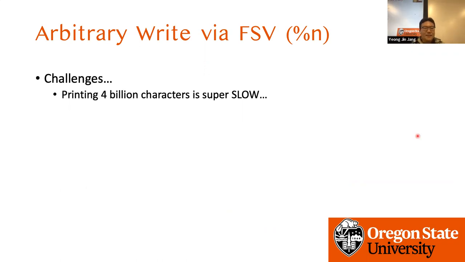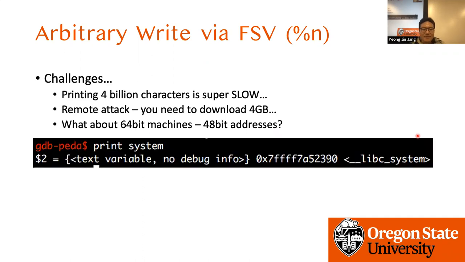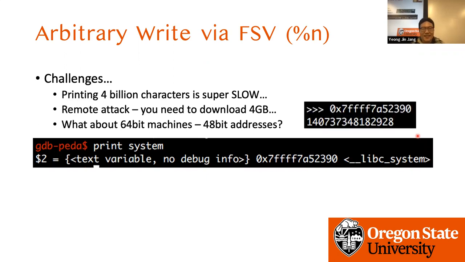So the challenge is that printing 4 billion characters is super slow. This kind of vulnerability can happen on a server. If you want to overwrite one value, you need to download 4 gigabytes. That's quite high profile, and it can easily get cut off and detected by an IDS or something like that. So we don't do that. And for 64-bit, we have 48 bits. Do you want to print out 256 terabytes of characters? No. It will take your lifetime to do that. So we need to overwrite this kind of value, and you don't want to do that.